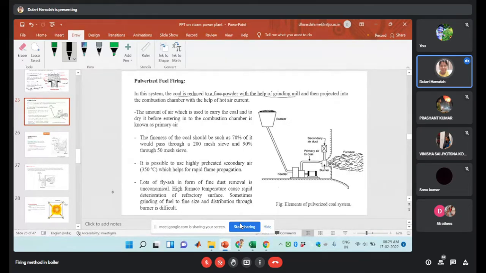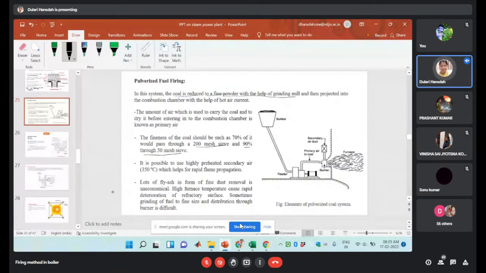If you are observing this, this is the supply of your coal with the help of the hot air. Here a burner like structure will be used, which can supply the air with the flame arrangement. Another secondary air duct will be present through which we can supply the secondary air, which will help to burn the coal. The fineness of the coal in this case should be such that 70% of it would pass through the 200 mesh sieve and 90% through the 50 mesh sieve.